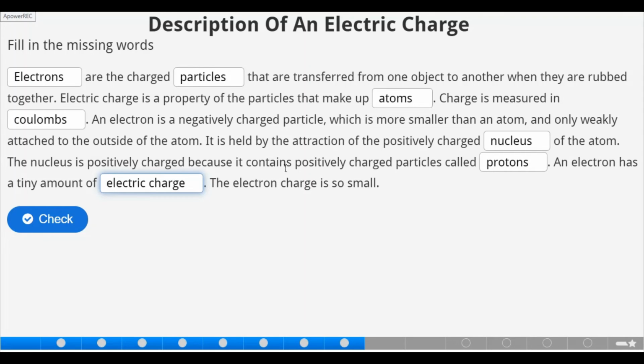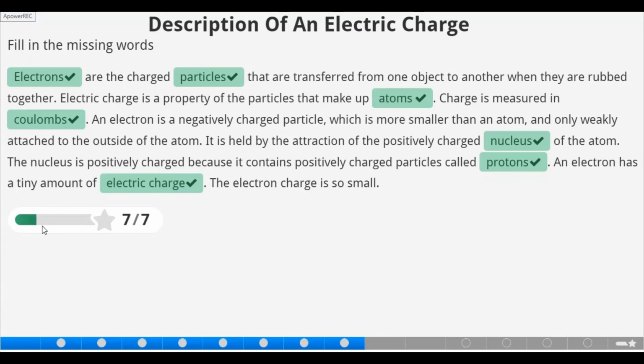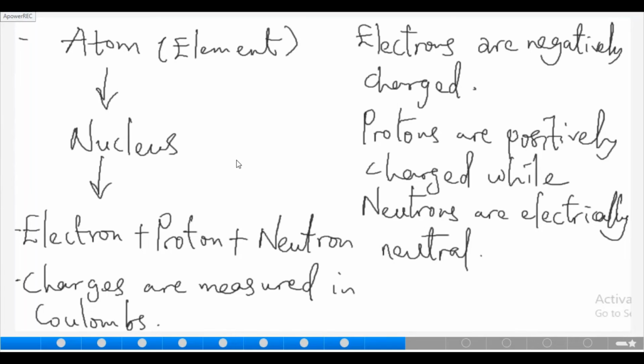The electron charge is so small. Let's check. That's correct. Now, look at this. Atoms are embedded in an element. For instance, if you go to chemistry and check the periodic table, all that you see arranged one after the other are elements. In the elements are embedded the atoms. The atom is the smallest indivisible particle that can take part in a chemical reaction. Inside an atom, we have the nucleus.